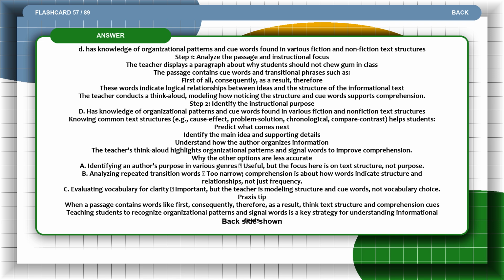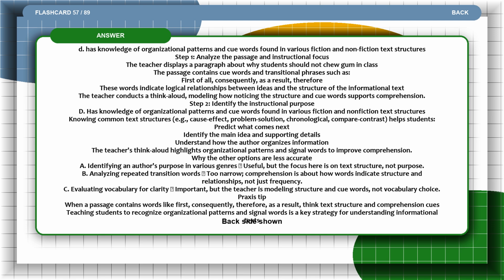Step 2. Identify the instructional purpose. D. Has knowledge of organizational patterns and cue words found in various fiction and non-fiction text structures. Knowing common text structures, for example, cause-effect, problem-solution, chronological, compare-contrast, helps students predict what comes next, identify the main idea and supporting details, and understand how the author organizes information. The teacher's think aloud highlights organizational patterns and signal words to improve comprehension, while the other options are less accurate.